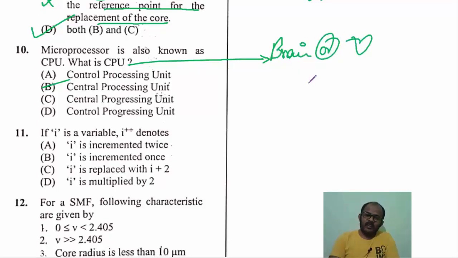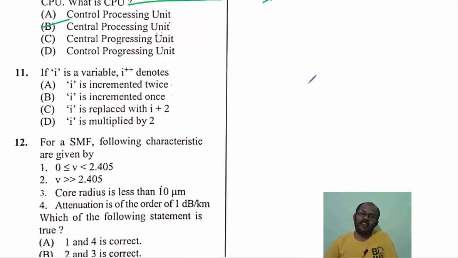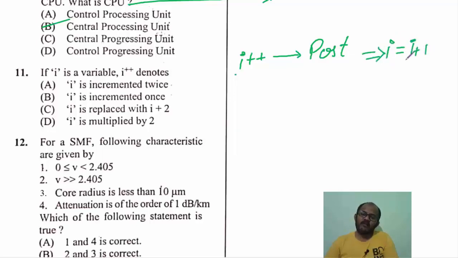Able to follow? 11th question, if I is a variable, then I++. We know that I++ is the post increment operator. So I++ means I equals I plus 1. First the value will be used, later the value of I will be incremented by 1. Say suppose if I am writing ++I, it is nothing but pre-increment.